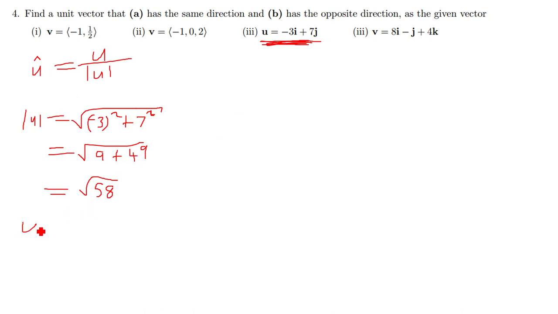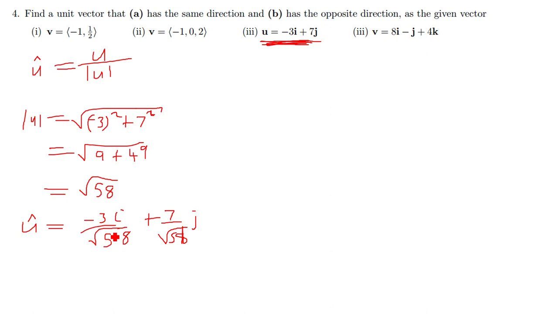So now to find u cap, we take that same vector and divide it by the square root of 58. The other term there is 7 divided by the square root of 58. And then this is our j. So this is the unit vector in the direction of u.